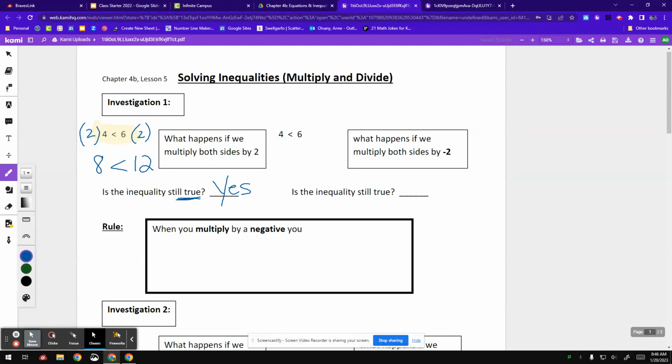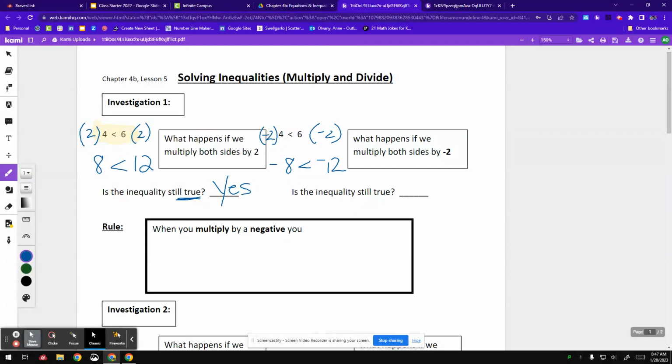Watch what happens when I multiply both sides by a negative 2. 4 is less than 6 is true. But when I multiply by negative 2, I get negative 8 is less than negative 12. If you look at the number line, negative 8 is closer to 0 than negative 12. So is negative 8 smaller than negative 12? No, less is less. So the negative 12 is less. When I multiply by a negative, that statement is no longer true.